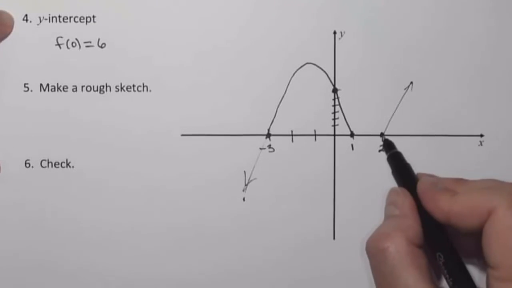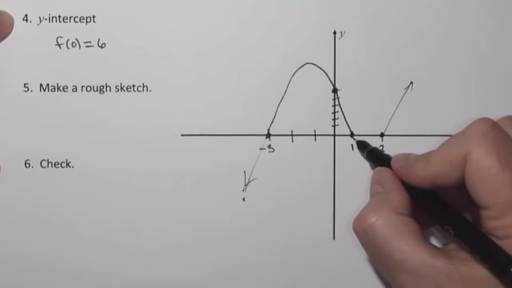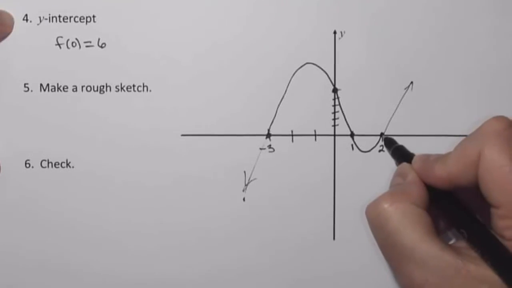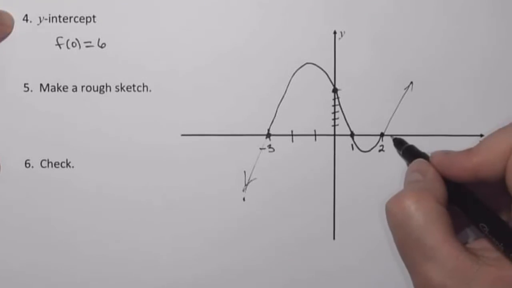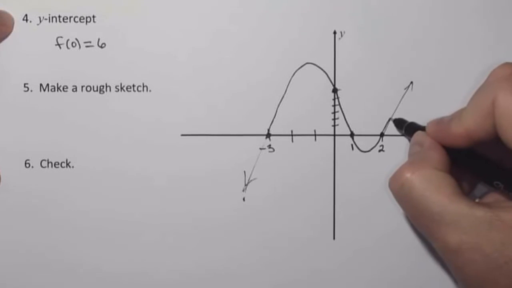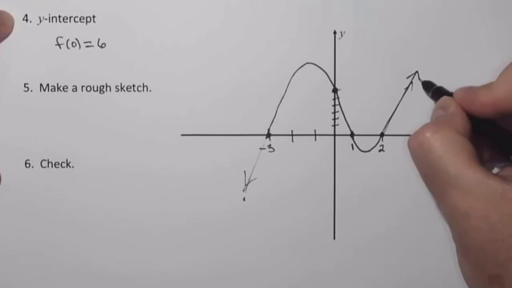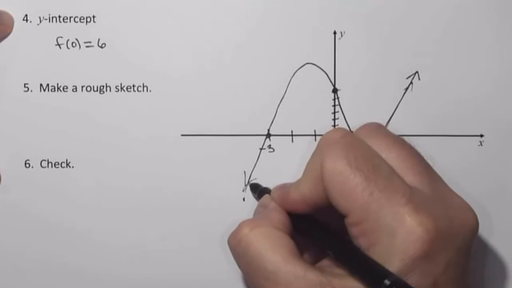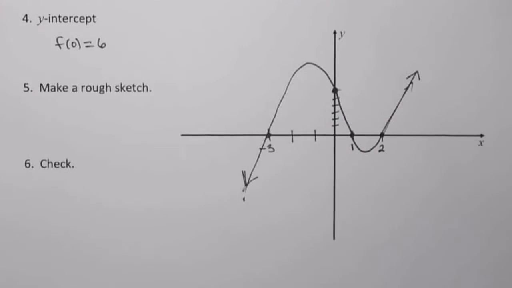Then between 1 and 2, the graph is going to be below the x-axis, so it's going to have to go down and turn around and come back up so that 2 is also an x-intercept. And then from 2 to infinity, we're going to be above the x-axis, so that's going to continue up, which we already knew from the end behavior. So our graph is going to look something like this. So there's our rough sketch.